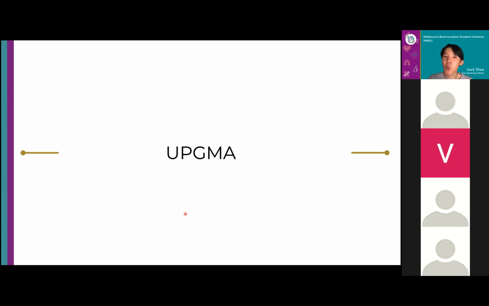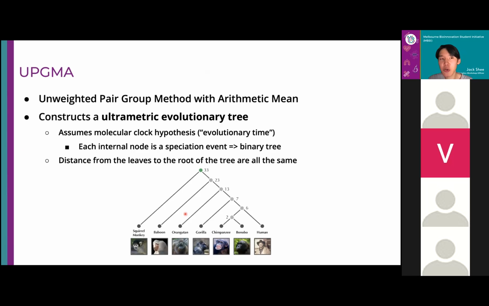So let's have a look at one of our first approximate methods of using a distance matrix to compute a tree. This algorithm is a type of clustering algorithm. If you've done some computer science or some data science before, you may have heard of the term clustering. So the algorithm itself is called unweighted pair group method with arithmetic mean. Now, this name may just sound like jargon at the moment, but you'll soon understand what this arithmetic mean means once we go through the algorithm.